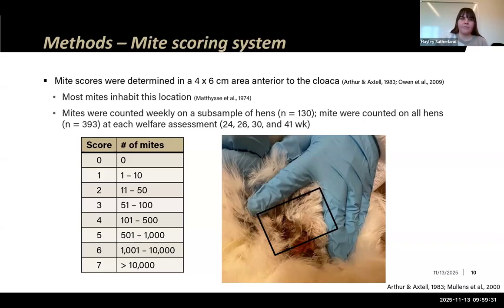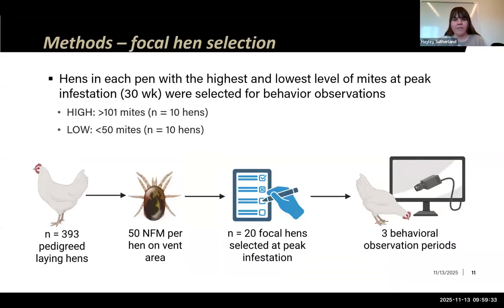When it came to selecting our focal hens for video observation, the hen in each pen with the highest level and the hen in each pen with the lowest level of mites at the peak of infestation was selected for behavior observations. For our high group, this meant that all birds had over 101 mites, with the majority of them having over 1,000 mites residing in this 4 by 6 centimeter area. For the low group, they all had fewer than 50 mites, but the vast majority had fewer than 10 mites, again residing in this 4 by 6 centimeter area.